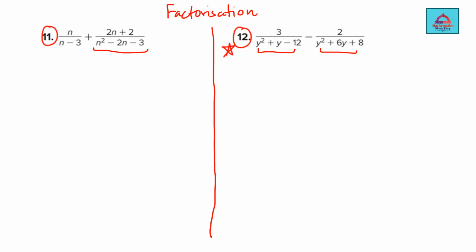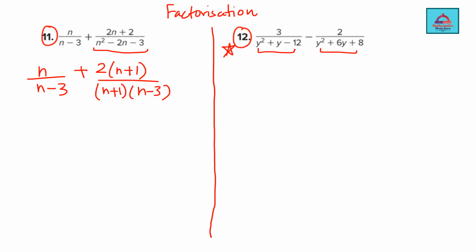The first rational expression is n over n minus 3. There's nothing much we can do about this. It's already in simplest form. So let's look at the second rational expression. In the numerator, there is 2n and 2. What is common? A 2. I take it out, and inside I'm left with n plus 1. That's the factored form of the numerator. The denominator is a quadratic, so do the middle term splitting, and the two factors that come out are n plus 1 and n minus 3. So that's the factored form.